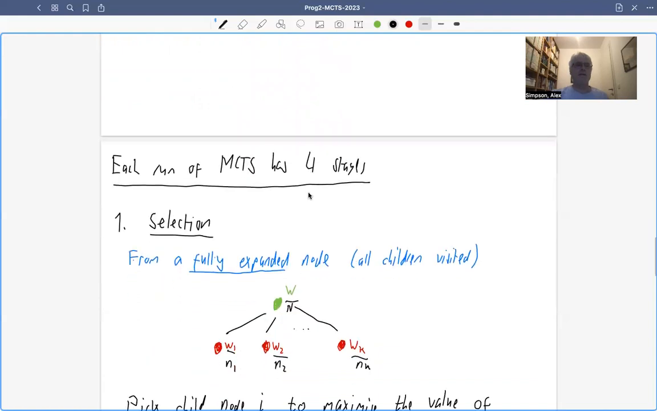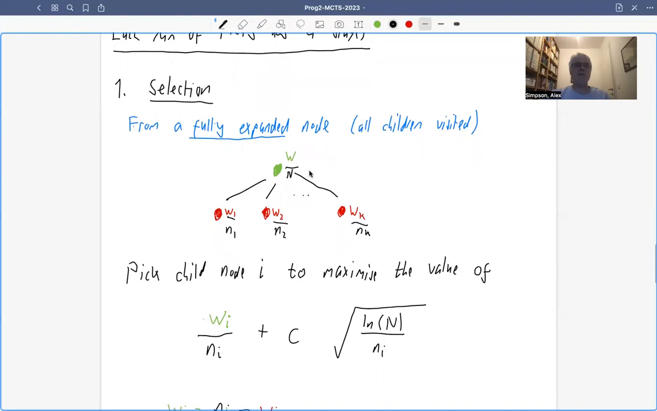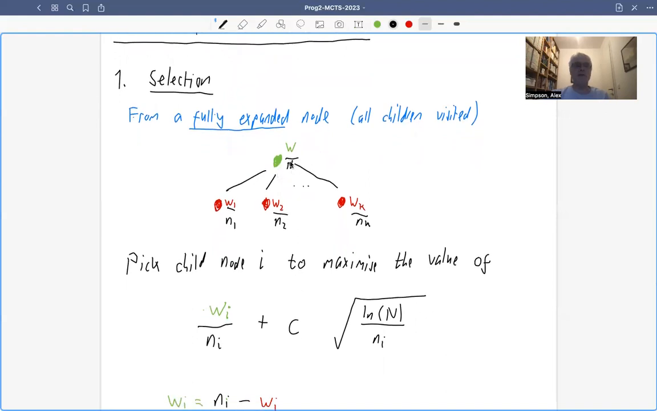This is the first stage of a typical run of Monte Carlo Tree Search. We're now on the 4th run, but this is the first point that we're seeing this first stage of the run. It's called selection. If we're at a fully expanded node, so we've visited all children, and it's a green node, we've won W plays, so green has won W plays out of a total number of visits to this node, capital N.